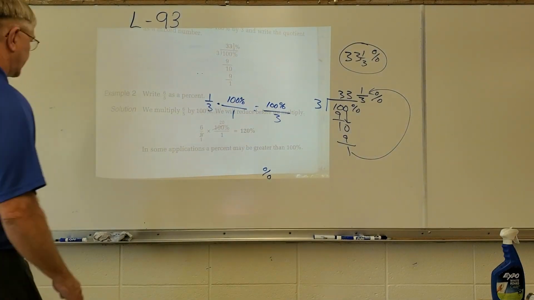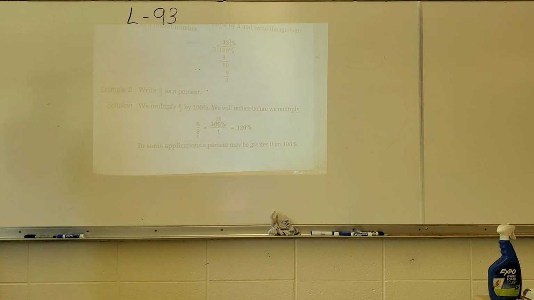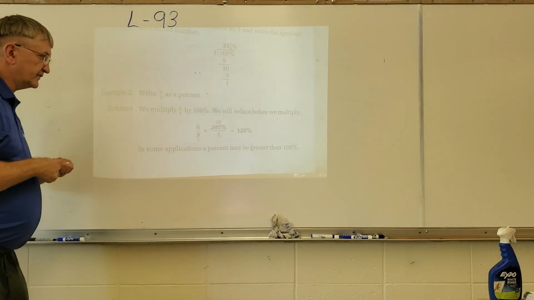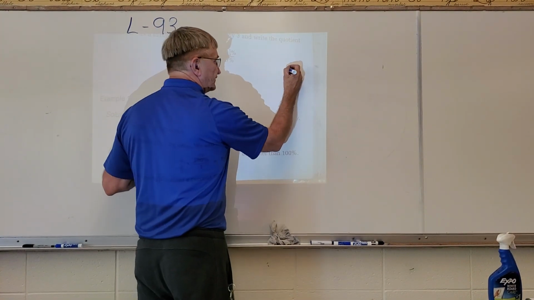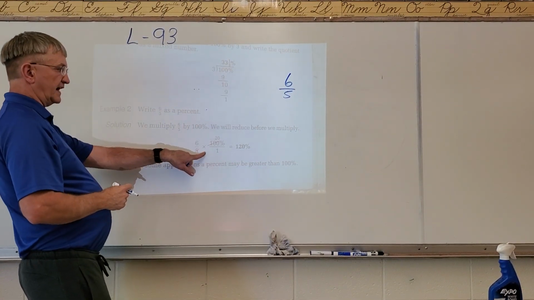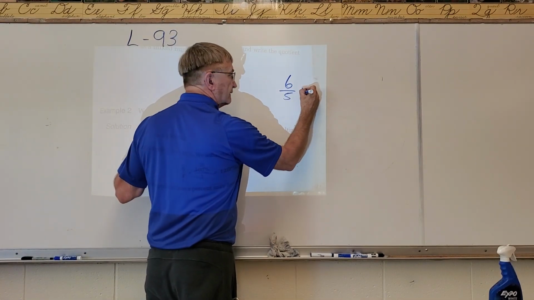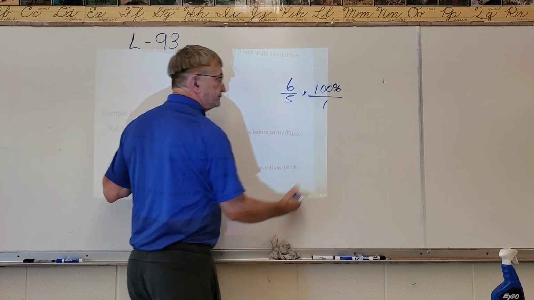Yeah, okay, let's clean this. You can see it. So, write 6/5 as a percent. All right, I'm going to start off over here. I'm going to put my 6/5, and then I have times 100%. The same thing, 100% over 1.